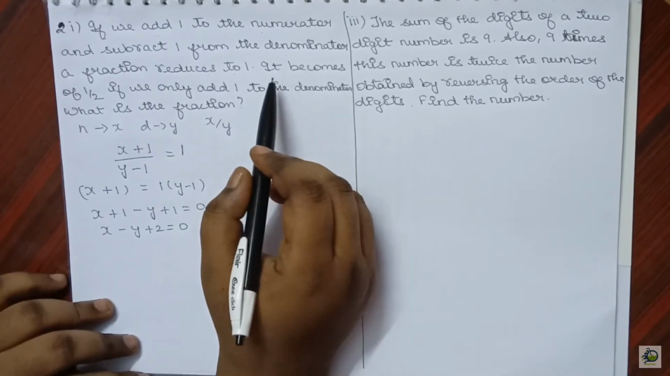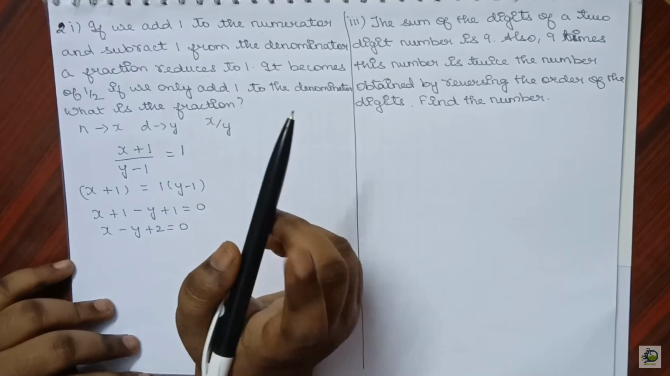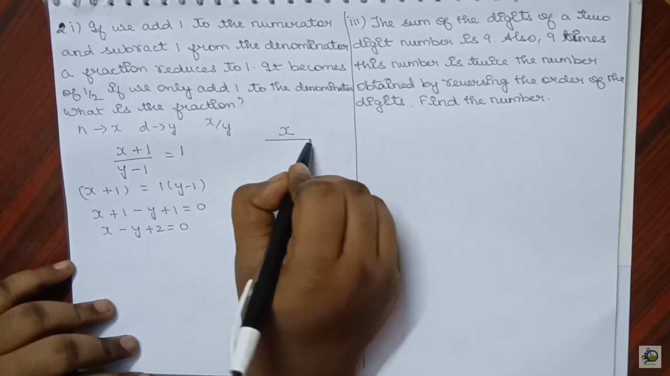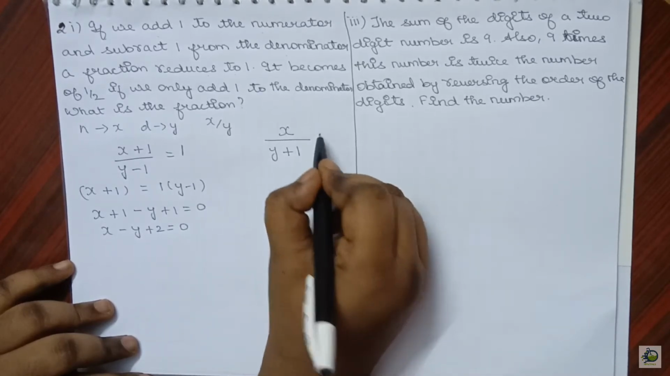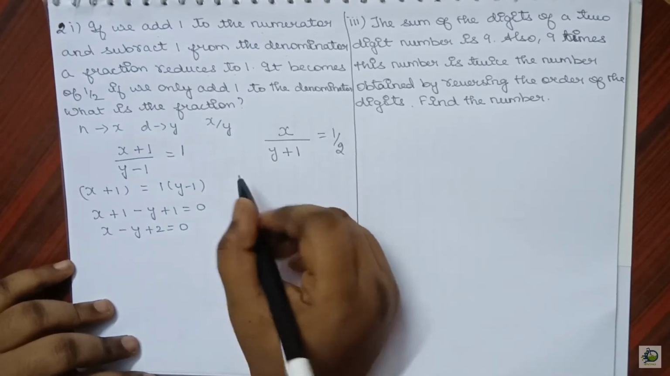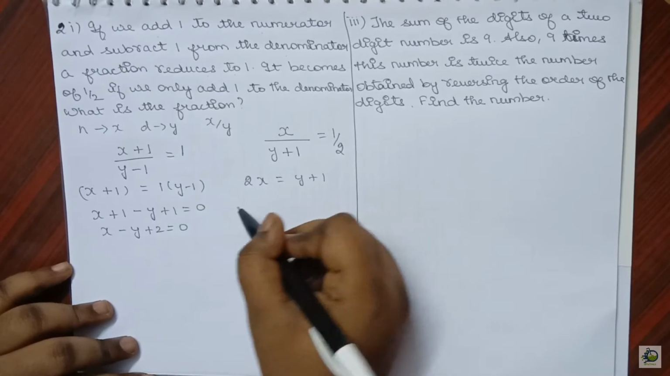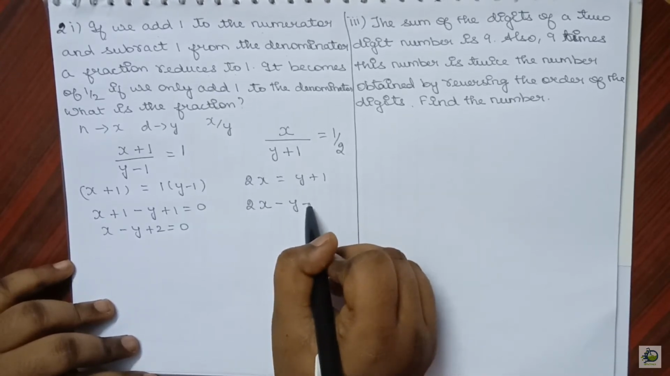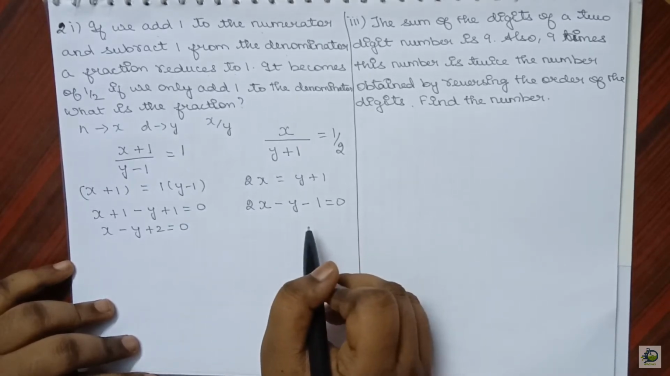Now next statement states that it becomes 1 by 2 if we add only 1 to the denominator. So keeping the numerator as it is, and if I add 1 to the denominator, the fraction becomes 1 by 2. So when I cross multiply this, I will be getting 2x is equal to y plus 1. So when I bring everything to one side, I am getting 2x minus y minus 1 equal to 0. So these two are the equations I am getting.